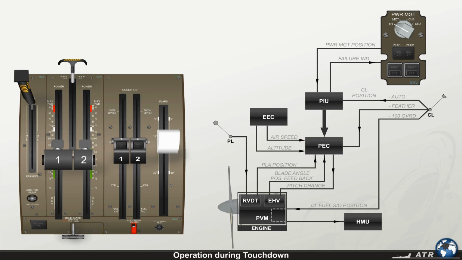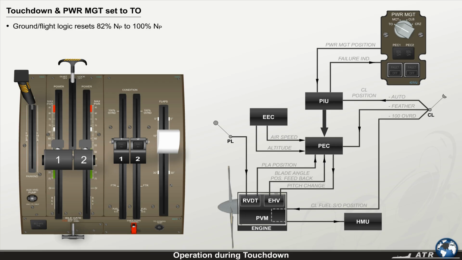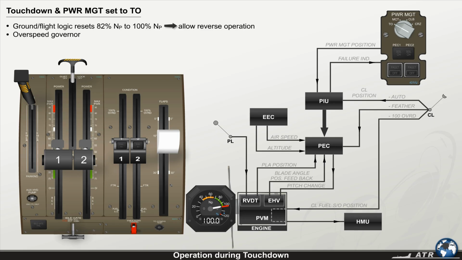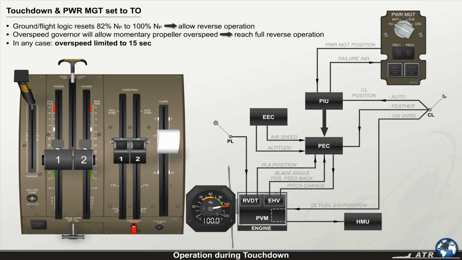During normal operation and no fault detected within the system, following touchdown, a ground flight logic resets 82% NP to 100% to allow the reverse operation. The overspeed governor will allow momentary propeller overspeed to reach full reverse operation. In any case, the overspeed is limited to 15 seconds.